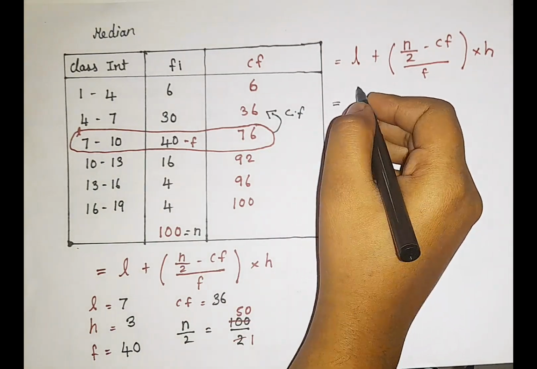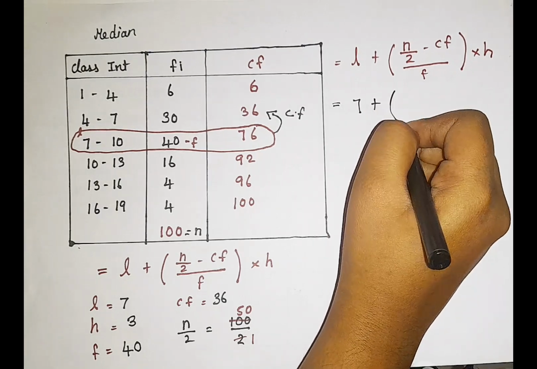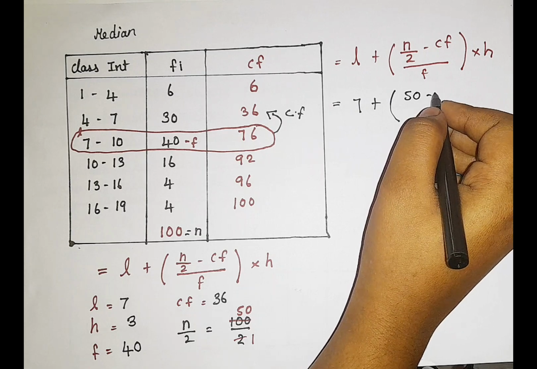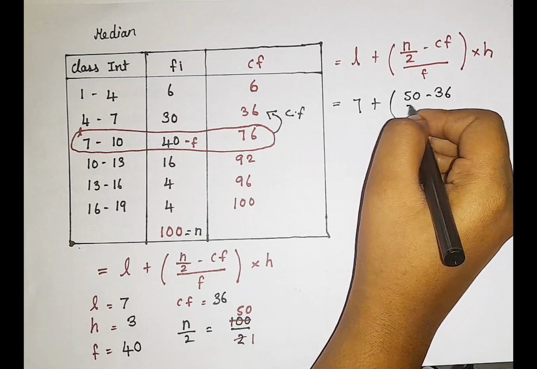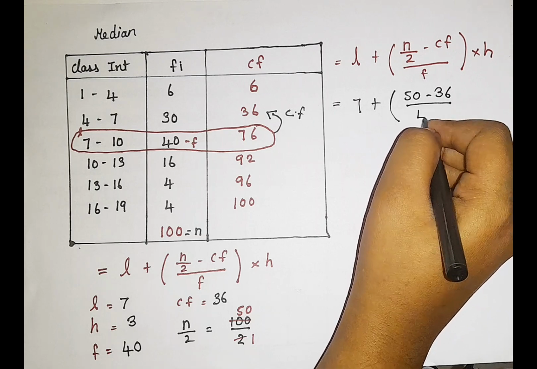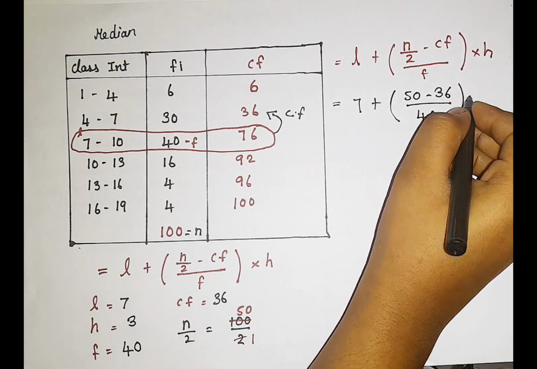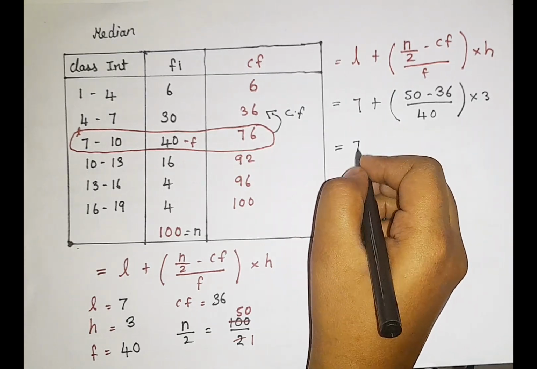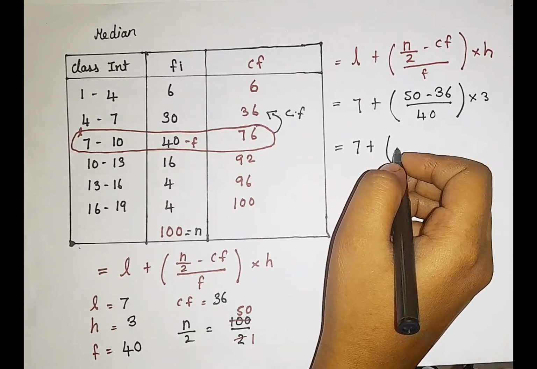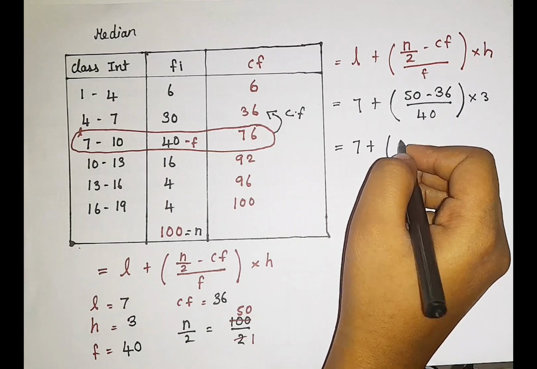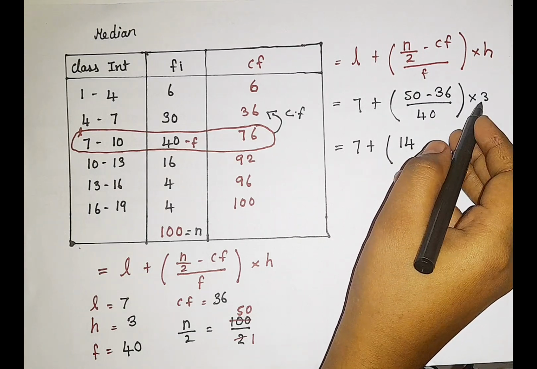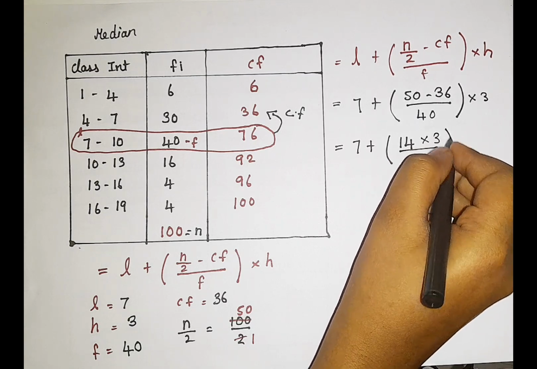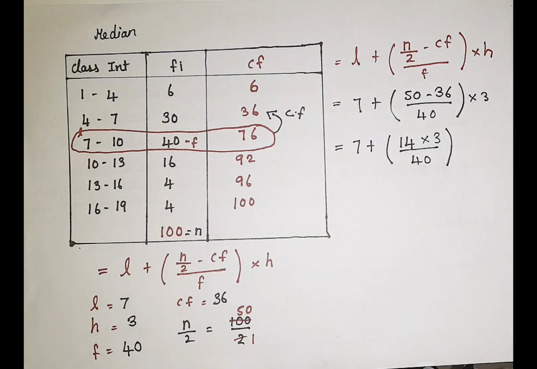So it is equal to L value 7 plus (n by 2 value 50 minus CF value 36 divided by frequency 40) into H value 3. That is equal to 7 plus (50 minus 36 is 14, and here it is in the numerator) into 3 divided by 40, and close the bracket. So now let us solve it.